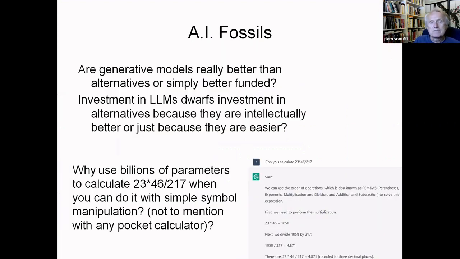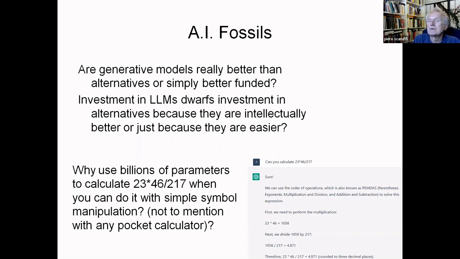So now one word about AI fossils. What's an AI fossil? It's the old technology. AI has been around since 1956, maybe even earlier. And many different methods have been proposed to create machines as intelligent as humans, including creating machines that speak. So these days, those of us who've been around a long time ask, are generative models really better than other models, or simply better funded?